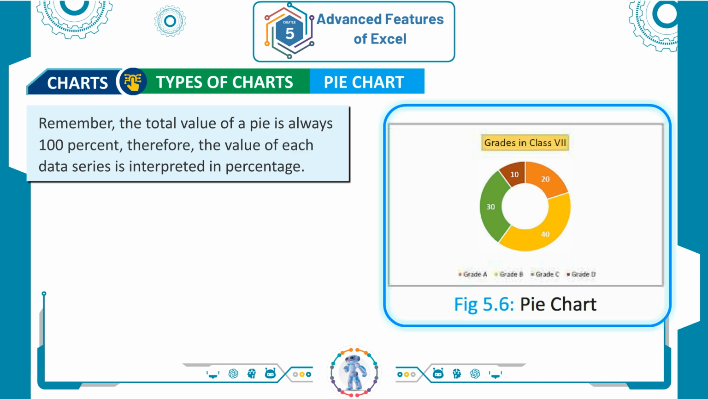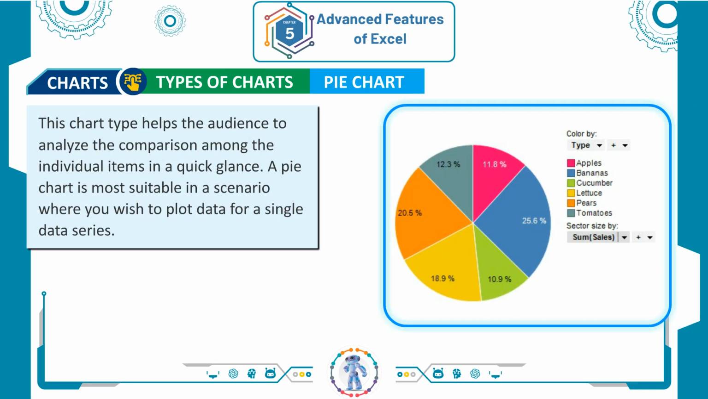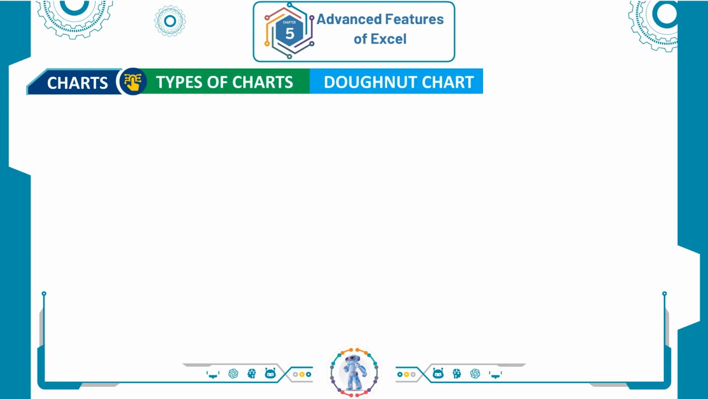Therefore, the value of each data series is interpreted in percentage. This chart type helps the audience to analyze the comparison among the individual items in a quick glance. A pie chart is most suitable in a scenario where you wish to plot data for a single data series.